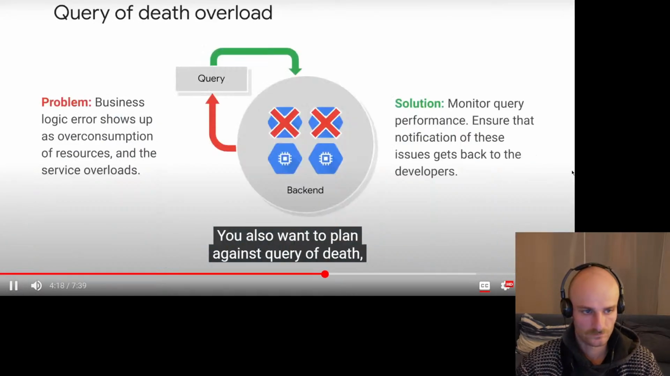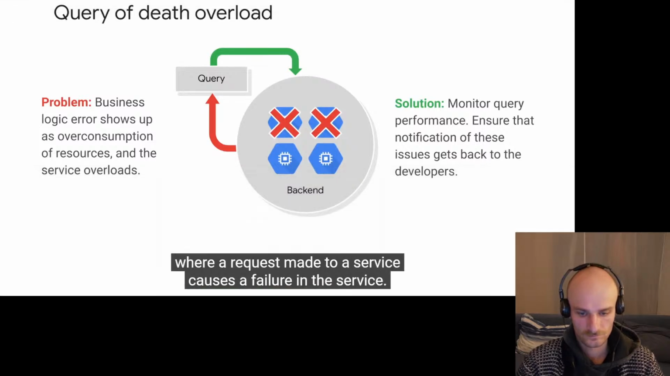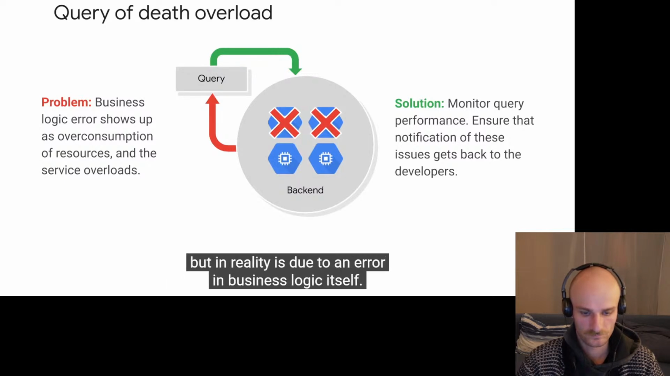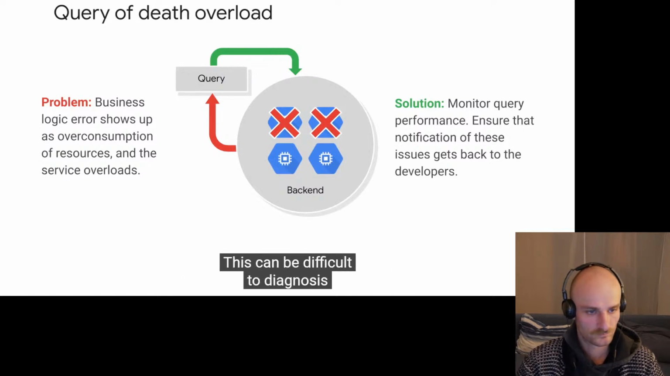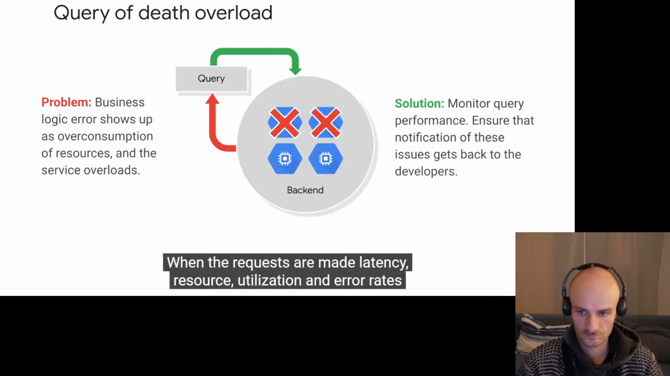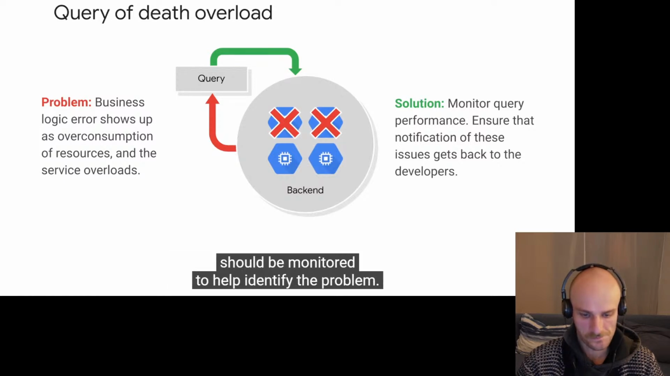You also want to plan against query of death, where a request made to a service causes a failure in the service. This is referred to as a query of death because the error manifests itself as overconsumption of resources, but in reality is due to an error in the business logic itself. This can be difficult to diagnose and requires good monitoring, observability, and logging to determine the root cause of the problem. When the requests are made, latency, resource utilization, and error rates should be monitored to help identify the problem.